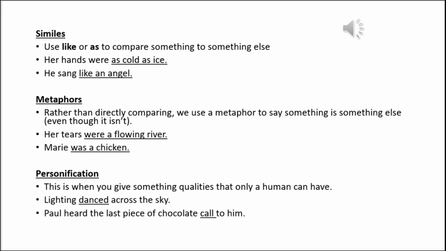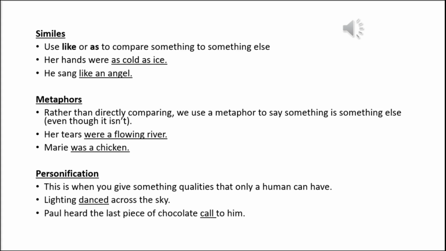Okay, so now we're going to have a look at some of the examples of each of these different types of figurative language. So similes can be distinguished by their use of like or as. As you can see in the example here, the use of like or as is used to compare something to something else. Her hands were as cold as ice. He sang like an angel.